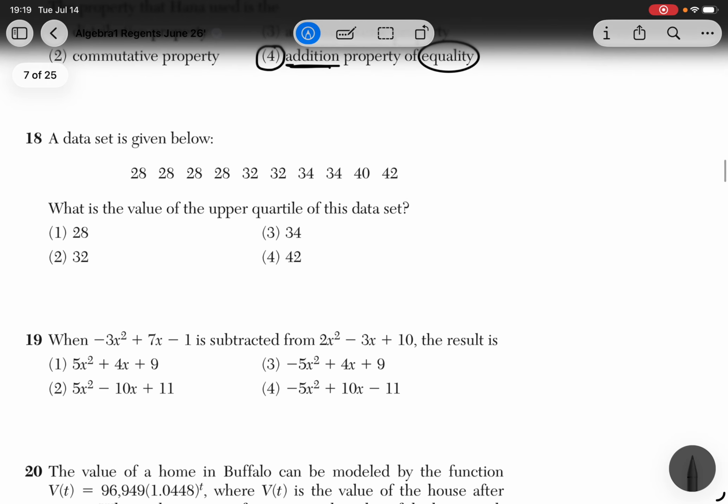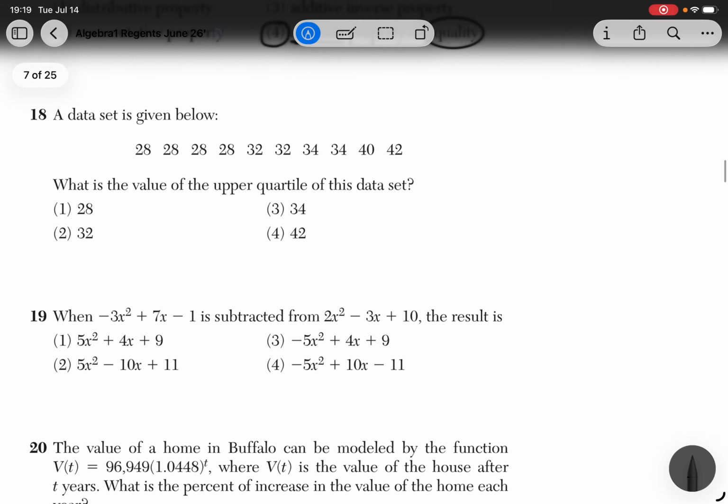I can't just give out cookies to one person in the class and not give it out to everybody else. Addition property of equality.